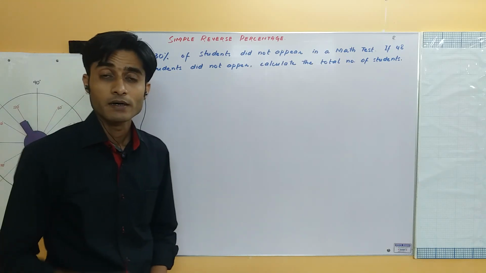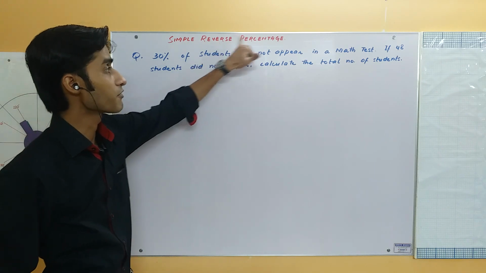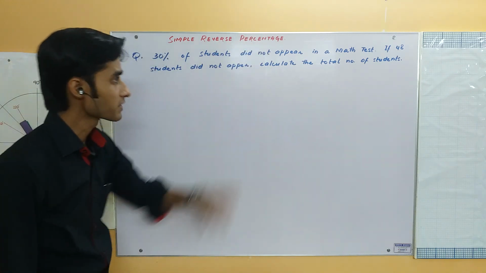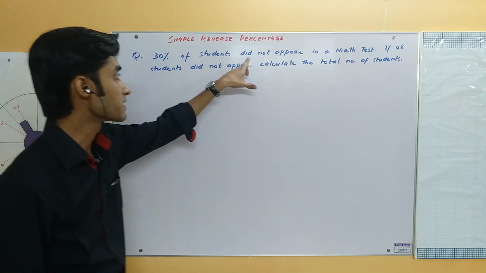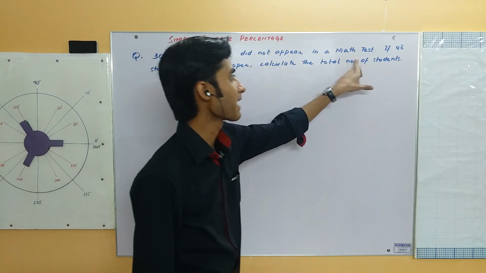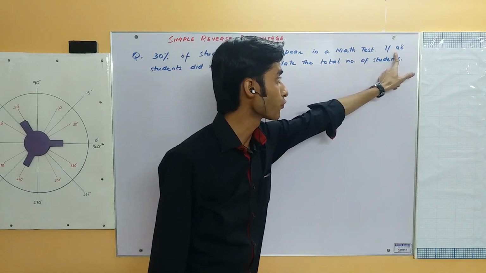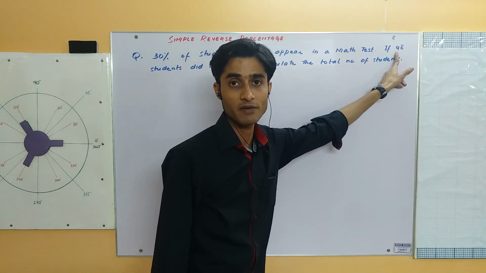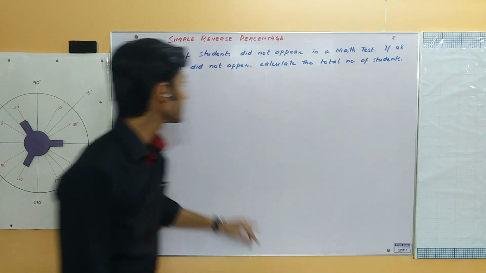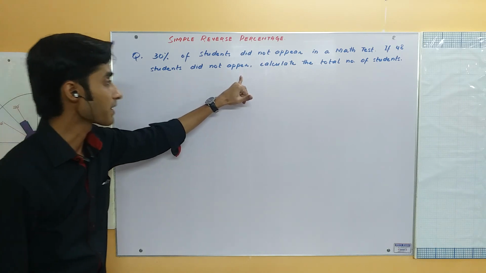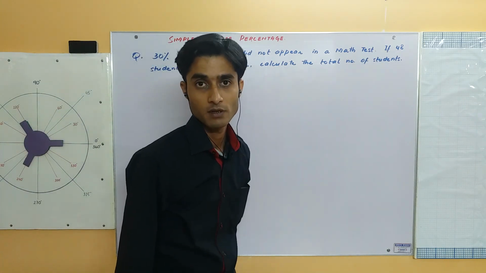Okay, now in this video, a little detail on simple reverse percentage problems. This is one of the problems. 30% of students did not appear in a math test. If 48 students did not appear, calculate the total number of students.